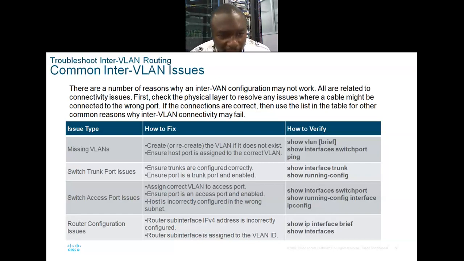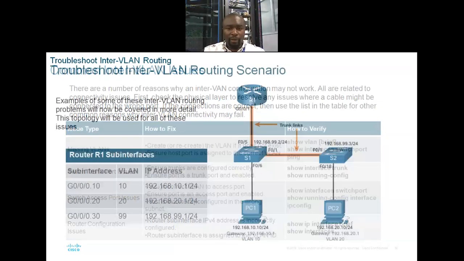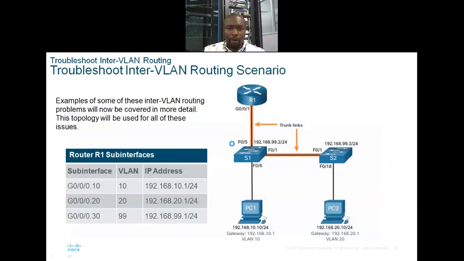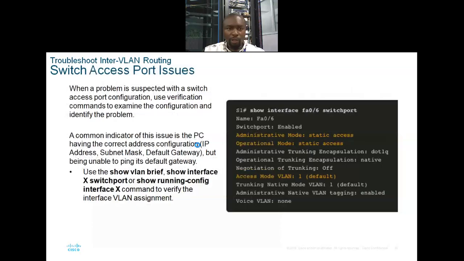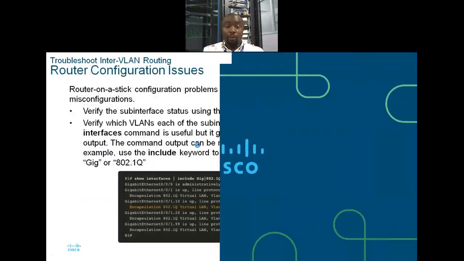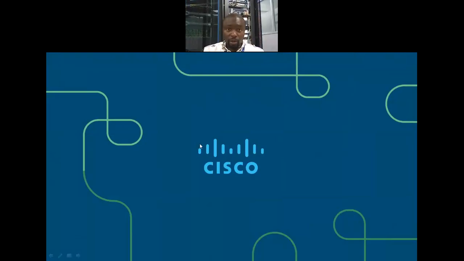Then another one is switch access port issues. It's like what I said initially. Then finally, the router configuration issues. This sub-interface thing, a lot of people tend to have issues, especially when it comes to the encapsulation commands. All right, so that's that on that. So we have a lab on this. We're going to look at this. These are all the labs that we're going to look at, and we are done. Okay, so let me share my Packet Tracer.